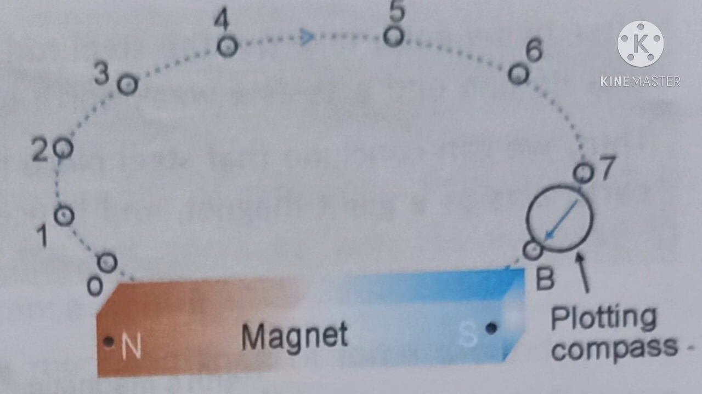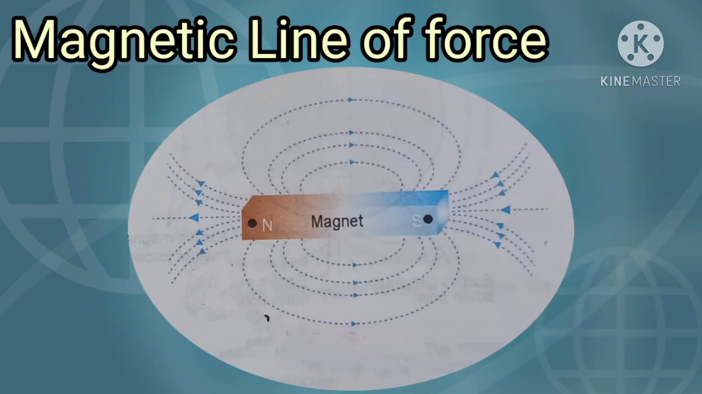They contract laterally, that is, they bend along the length of the magnet. They mutually repel each other. They never intersect with each other.